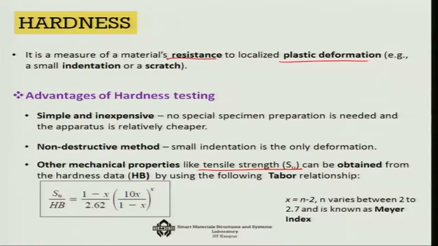For example, for metals there is something called the Tabor relationship, in which if you know the hardness data in the Brinell scale, the HB data, you can use that data and find out the ultimate tensile strength, SU, using this relationship, where x is n minus 2 and n varies between 2 to 2.7, and this is also known as the Meyer index. So, this is just an example of how you can further exploit the hardness data and find out certain important properties.